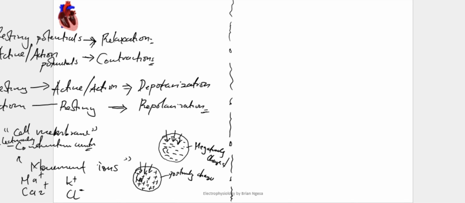So ordinarily in a normal resting cell, how does the cell normally look like? So I'll just go straight and illustrate the resting state of a cell. So this is what normally happens. So consider you are having your normal cell. So I'll just draw a sketch of it.